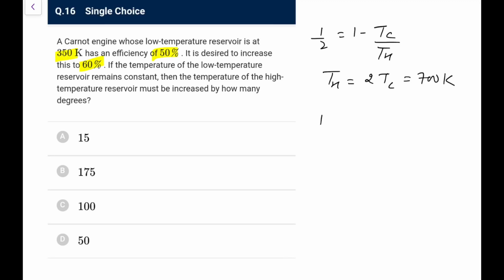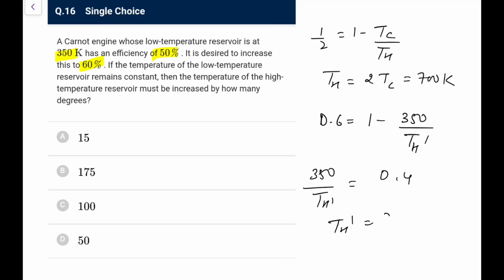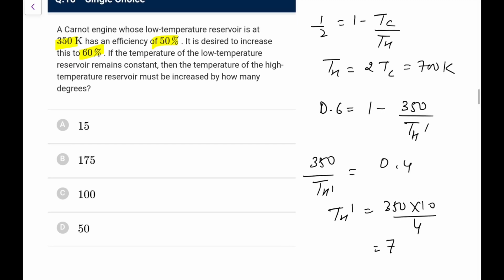Now to get this efficiency 60%, that is 0.6, we need 1 minus 350 by TH dash. So 350 by TH dash would be equal to 0.4. So TH dash would be equal to 350 into 10 by 4 you can write. So this comes out as 3500 by 4. 3500 by 4 would be 875 Kelvin. So the increase would be 175 Kelvin, 700 to 875.